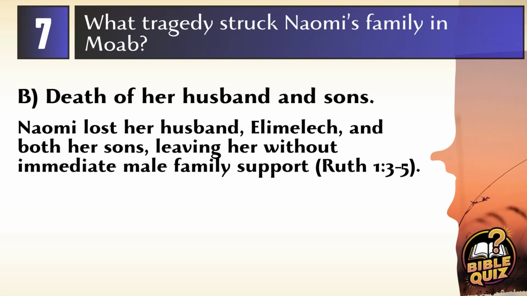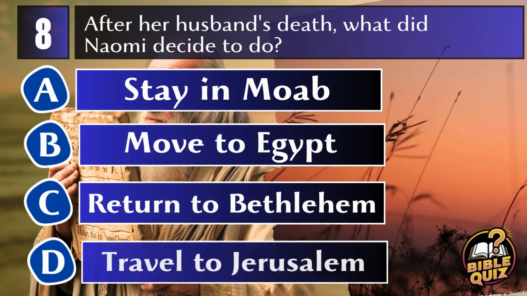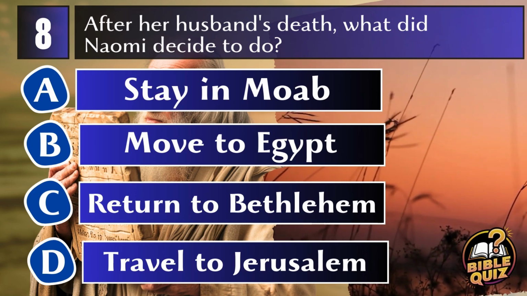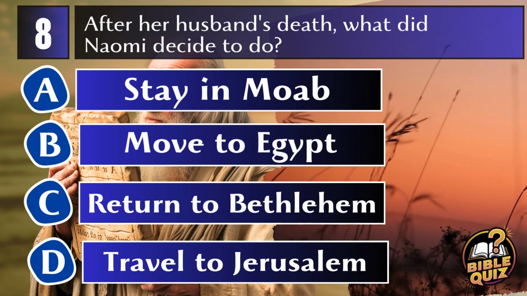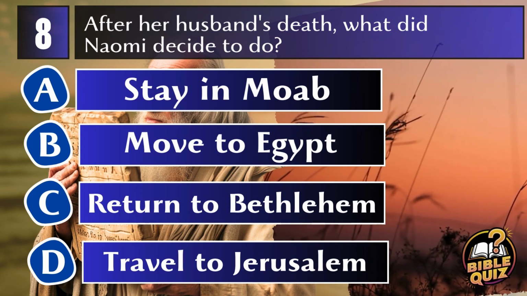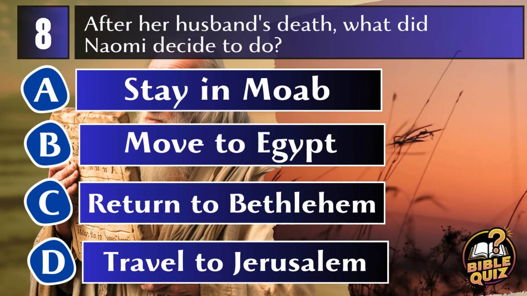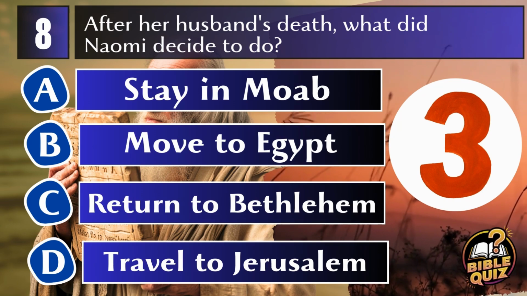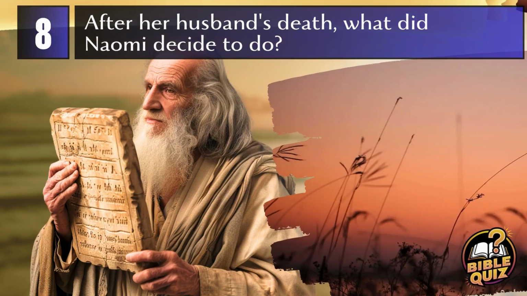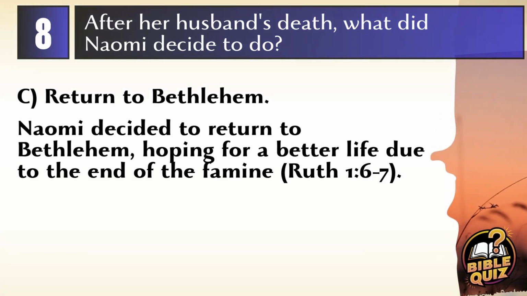Ruth 1:3-5. Question 8. After her husband's death, what did Naomi decide to do? A. Stay in Moab. B. Move to Egypt. C. Return to Bethlehem. D. Travel to Jerusalem. Answer: C. Return to Bethlehem. After the death of her husband and sons, Naomi decided to return to Bethlehem, hoping for a better life due to the end of the famine.